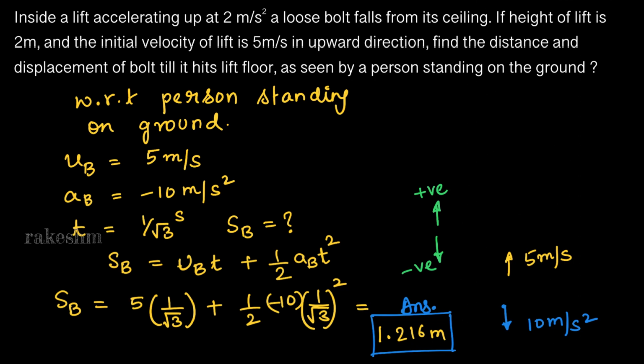Let us have a look at the schematic once again. You can observe here that the initial position of the bolt is here when it started free fall, and when it landed on the lift floor it was here. So the displacement of the bolt is from here to here. This direction is positive. That is why we have got our answer as plus 1.216 meters.